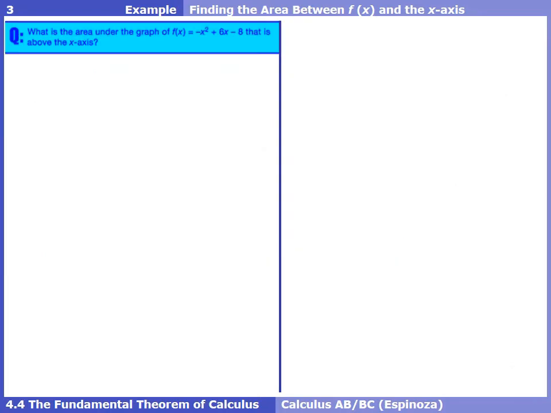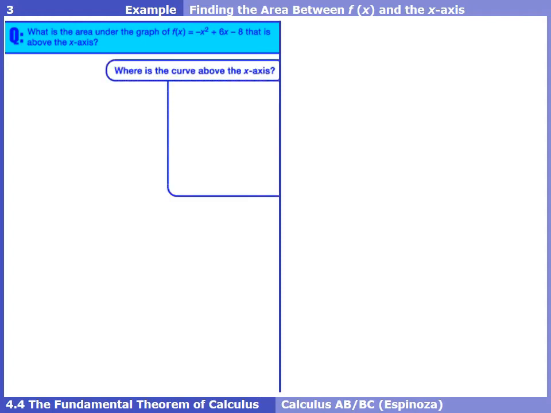Okay, moving on with a few more examples. We want to find the area under the function that is above the x-axis. So the first thing you might be realizing compared to the first set of examples we did is we don't have any bounds that are given. They're not telling us from where to where we're trying to find the area.